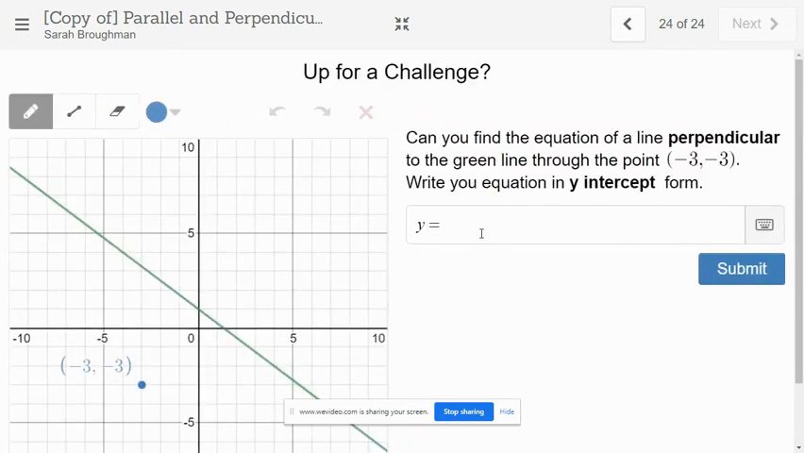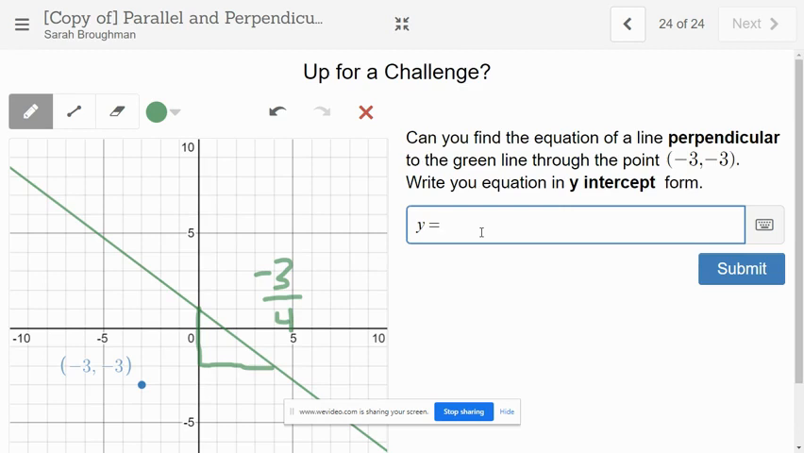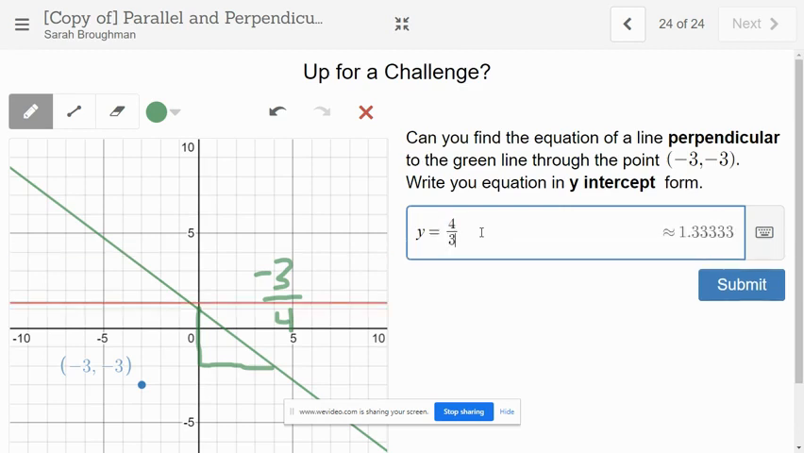And then for this last one, I want it to be perpendicular, and it's going to go through negative 3, negative 3. So I'm going to find the slope for this line first. So let's make it green so it matches. So this one is, I'm going to go down 1, 2, 3, then over 1, 2, 3, 4. So I have negative 3/4 for my slope. So my perpendicular slope is going to be positive, and it's going to be 4/3 because I flipped the fraction.